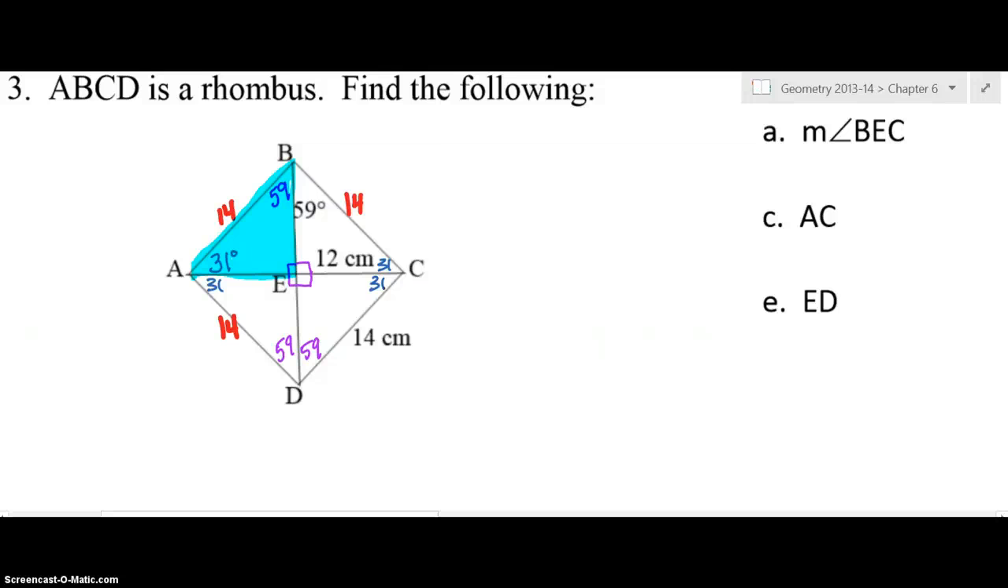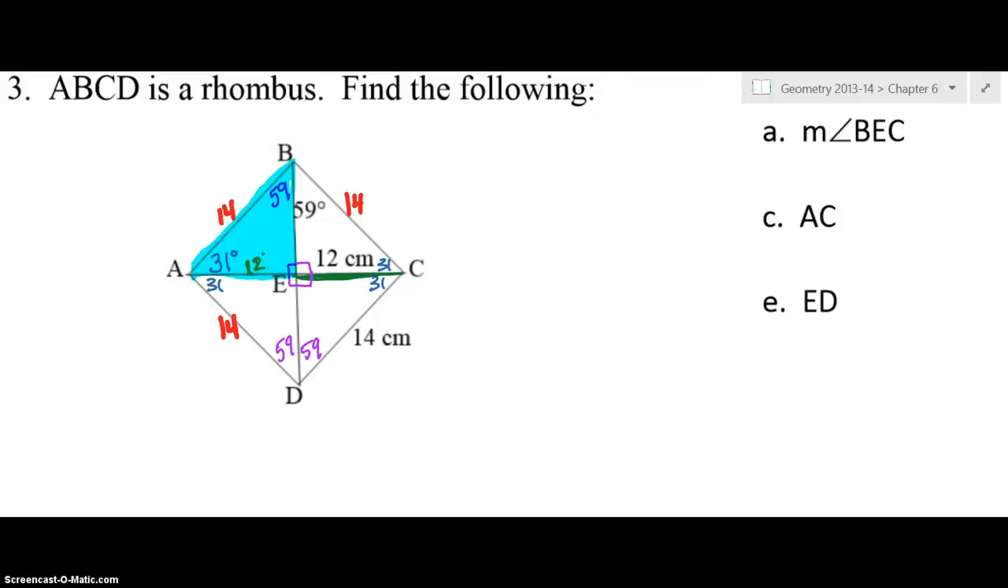Now if they ask us about the segments, we know that this segment here is 12. So what other segment is 12? AE is 12. However, the other segment, that is not the case. Okay? The diagonals bisect each other, but they're not congruent.